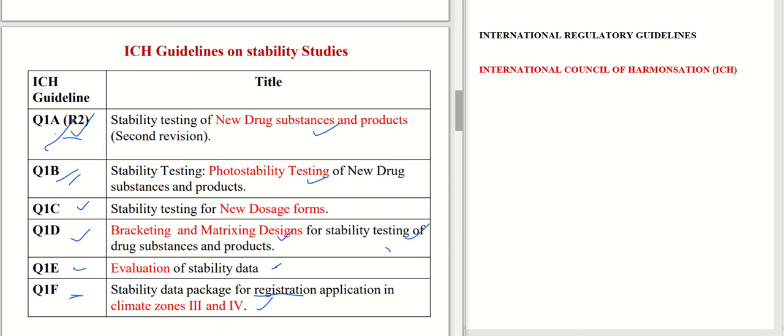For example, Q1A is for new drug substances and products. B, photostability. D is for design of the study. E stands for evaluation. Like that, you need to remember. Of course, the first two stand for the new drug substances, photostability, and the dosage forms. And F is with the registration. So these are a few guidelines that are related to our field.